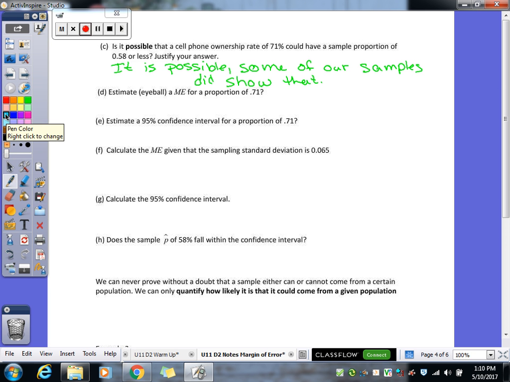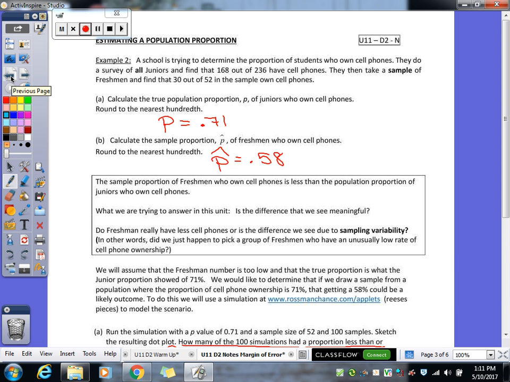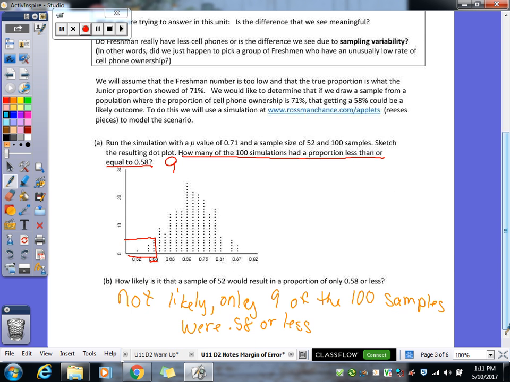So D, what they want us to do is estimate a margin of error based on our little chart that we had there. So let's go back to our sampling distribution. We're going to estimate our margin of error. Remember, our margin of error should be 2 standard deviations above and below, which means we're looking for 95% of our data. So I'm going to say approximately 95% of my data would fall maybe about here to here.